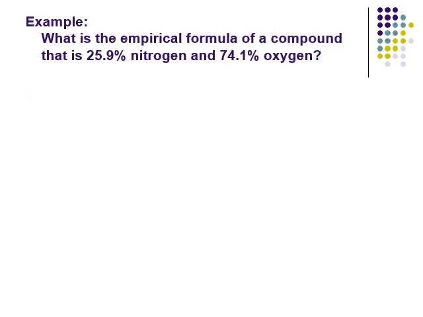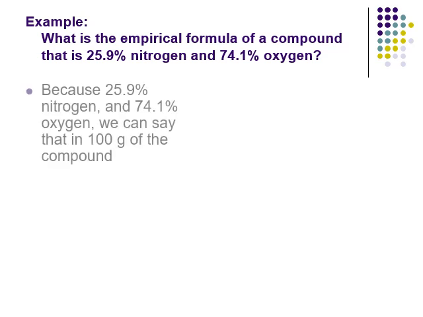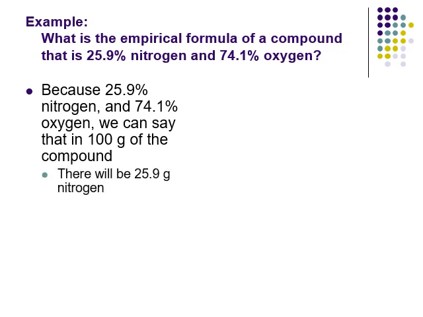So I'm going to walk through this problem using this example. What is the empirical formula of a compound that is 25.9% nitrogen and 74.1% oxygen? So first step is whatever those percentages are, that becomes how many grams we have. So we can say that we have 25.9 grams of nitrogen and 74.1 grams of oxygen, regardless of the amount we actually have. This is kind of pretending here.